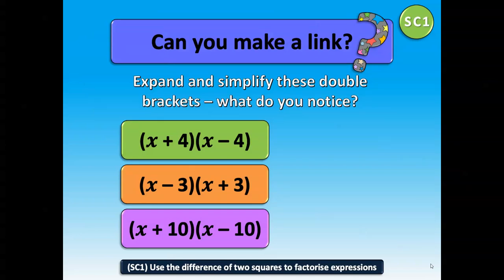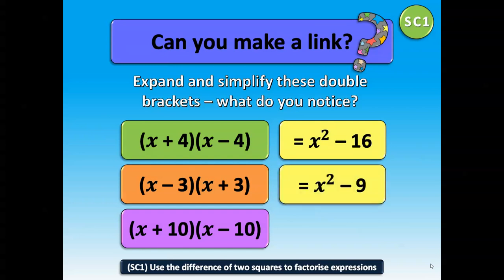So you want to expand and simplify these double brackets and see if you notice anything. Pause the video, and when you're ready to see your answers, press play. So if we expand the green question, we get this answer, x squared minus 16. If we expand the orange question, we get x squared minus 9. And if we expand the purple question, we get x squared minus 100.